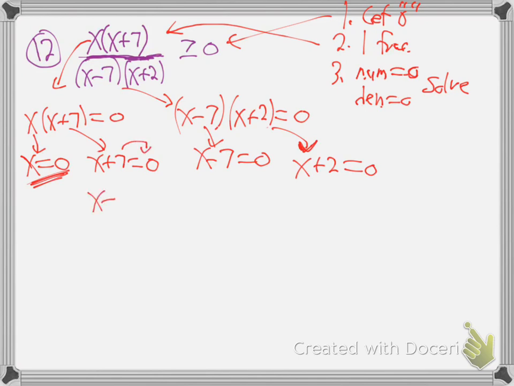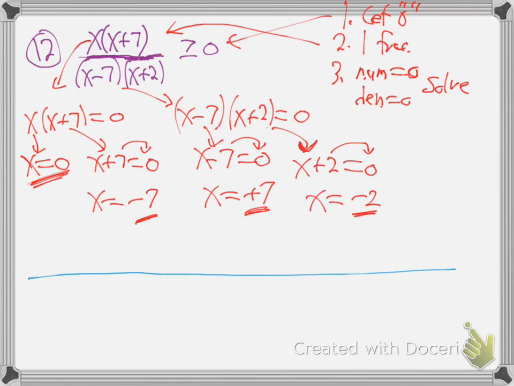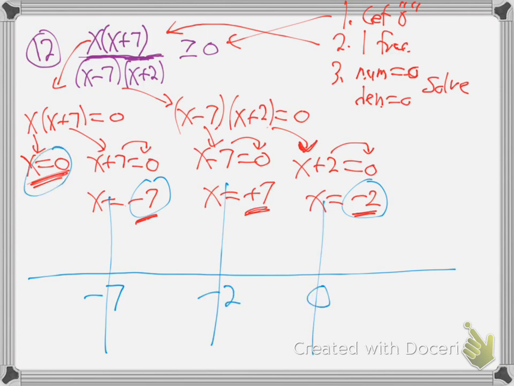So each part, including the x alone, so this one's already done. Move the 7 over there: negative 7. Move the minus 7 over there: positive 7. Move the plus 2 over there: minus 2. So all of those go on to our number line. Let's do it. Which is the first one furthest left? Negative 7. Which is next? Negative 2. Next comes 0, and then positive 7. Okay, so we have 1, 2, 3, 4, 5 sections.